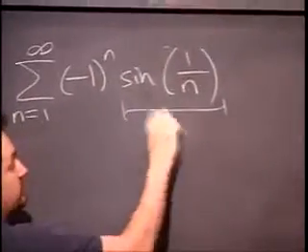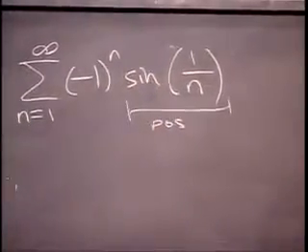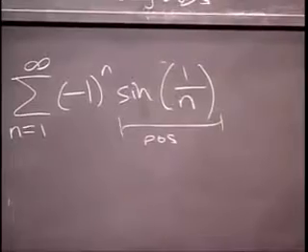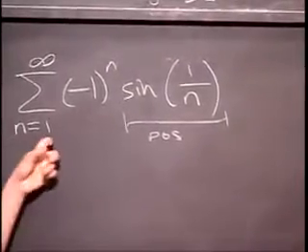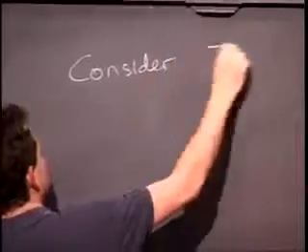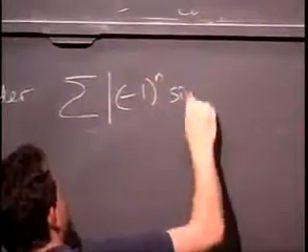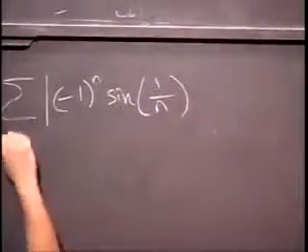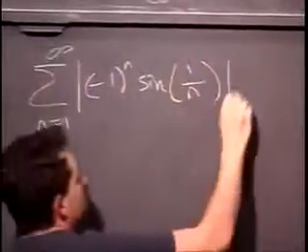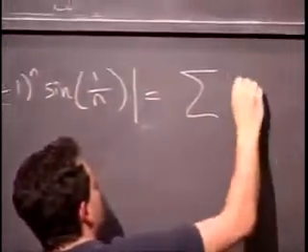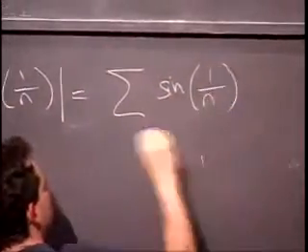It would be a different story if it was sine n, by the way. Sine n oscillates. But sine 1 over n when n is bigger than 1 doesn't. Nice, huh? Well, in any case, let's consider the absolute version, which, of course, is the same thing as just sine 1 over n. After what I've said, this is positive.